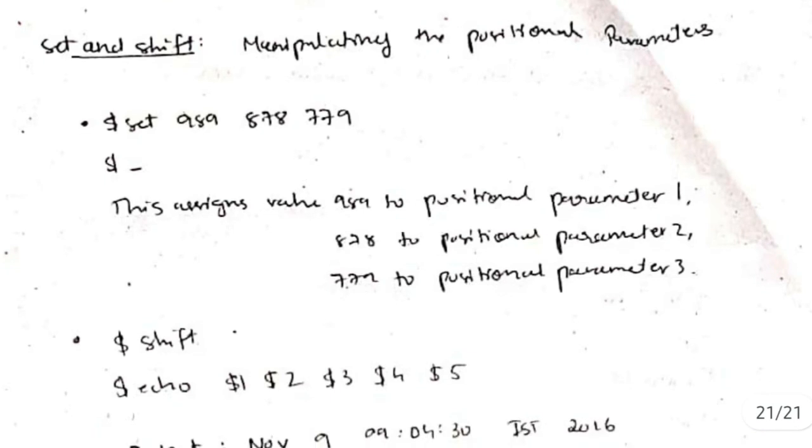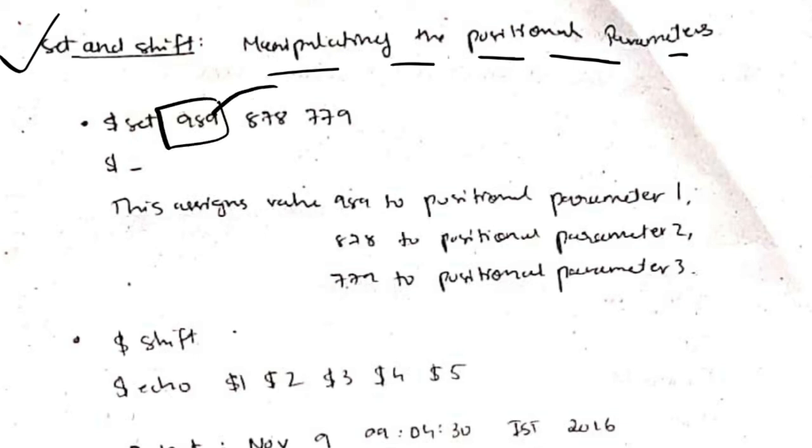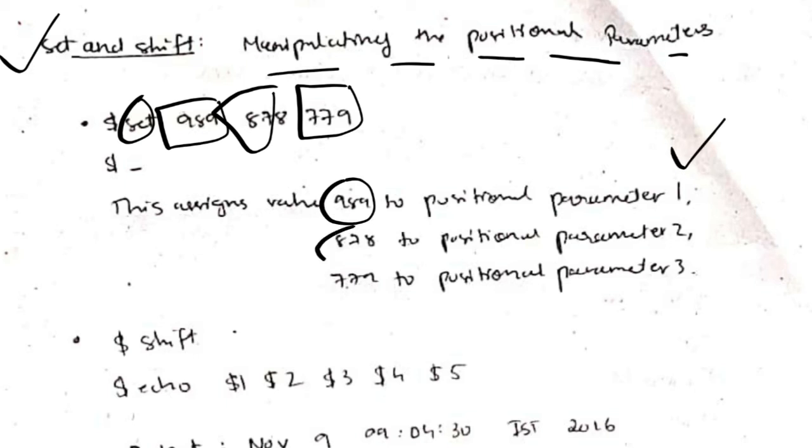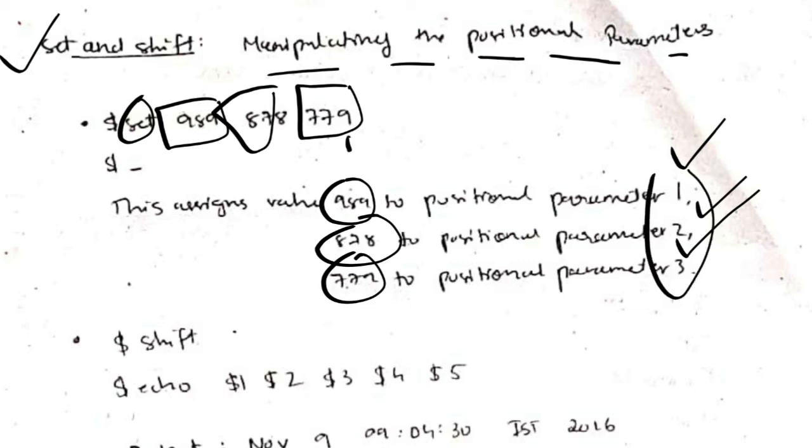And we have the set and shift. Manipulating the positional parameters is also important, like we have numbers for each of the parameters. For example, if I have to set this to 0, this to 1, this to 2, what I can do is the set operation. So this one will be set to parameter 1, this to parameter 2, and this to parameter 3. Then we can access the parameters and get the values here.